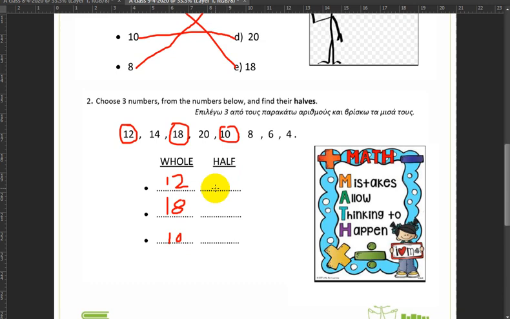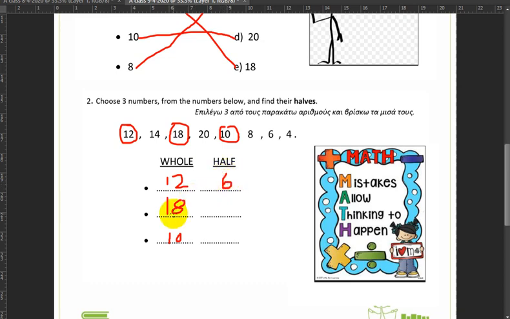Again, I want to find the number that I add to itself, and it gives me 12. So I'm going to start from 1. 1 and 1 makes 2, 2 and 2 makes 4, 3 and 3 makes 6, 4 and 4 makes 8, 5 and 5 makes 10, 6 and 6 makes 12. So the half of 12 is 6.